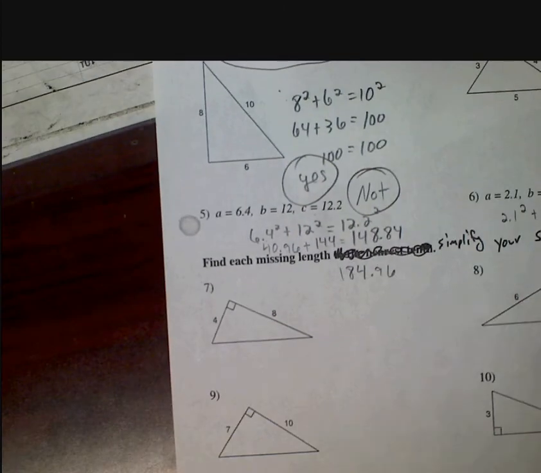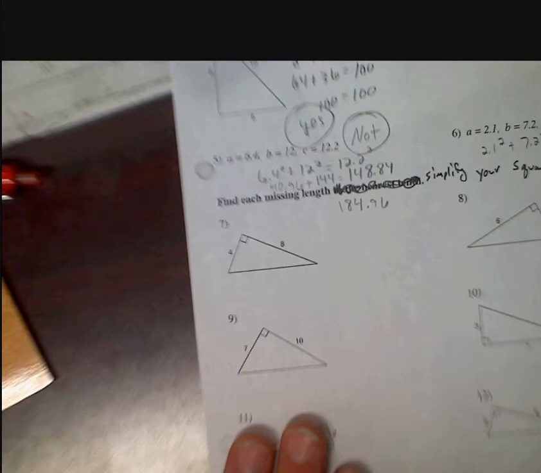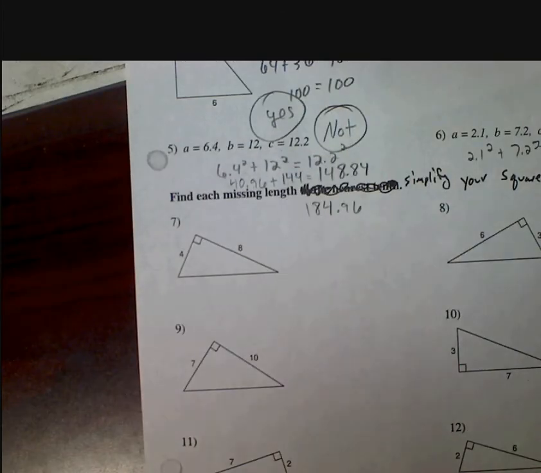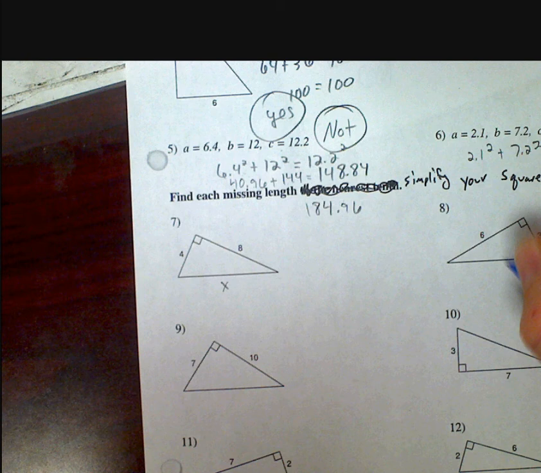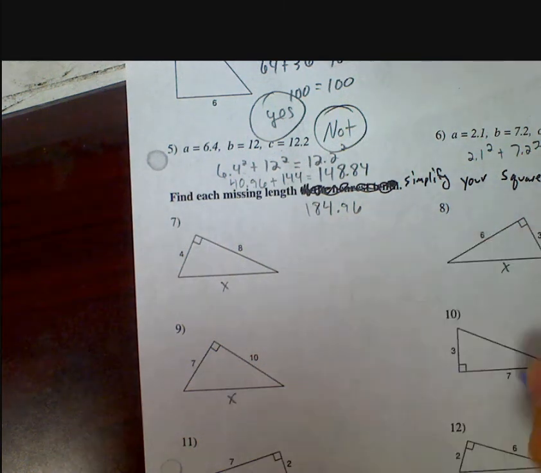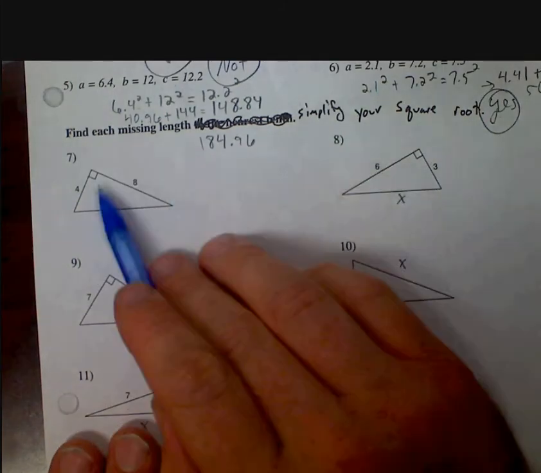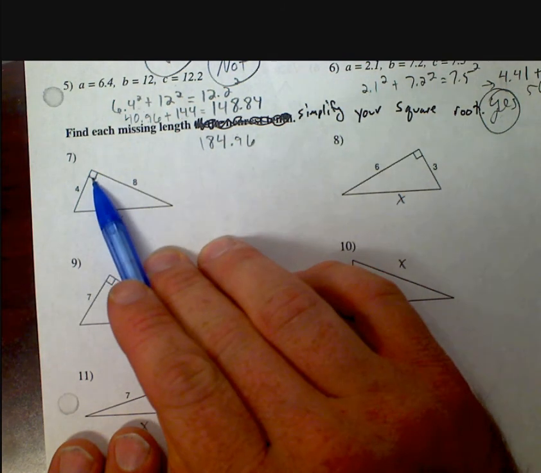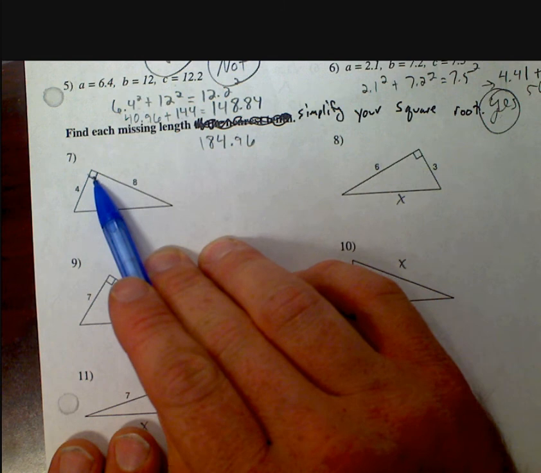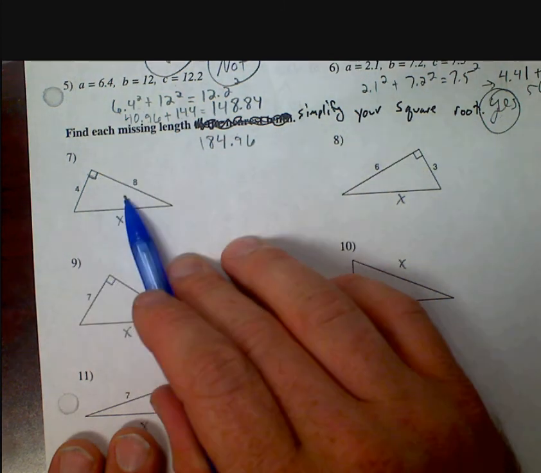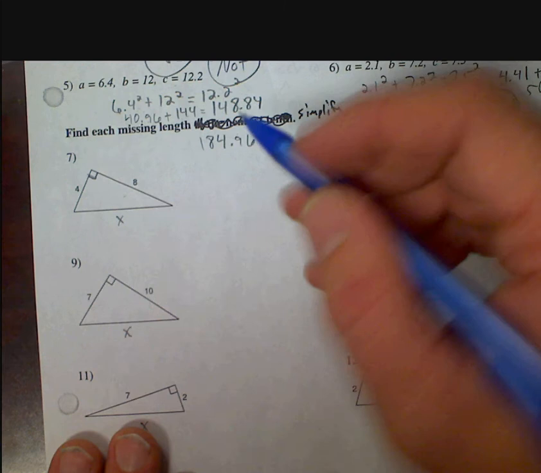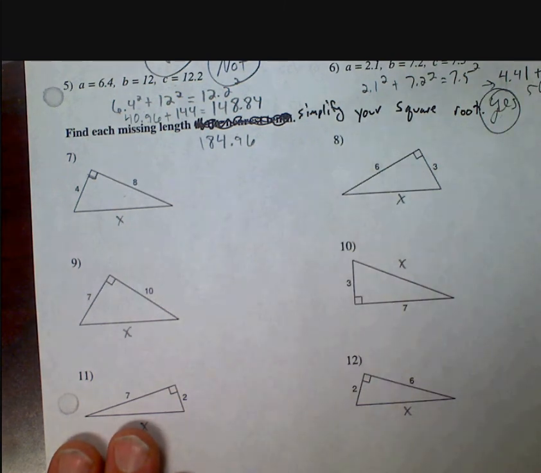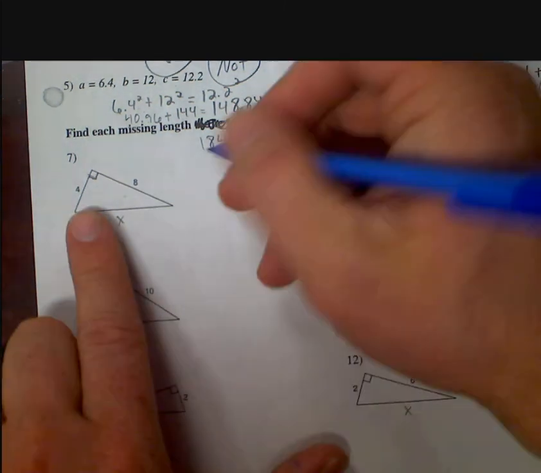On number 7, it says find each missing length. If you notice, our hypotenuse on all of these, I'm going to go ahead and put x. Our hypotenuse, the longest side, is what we're looking for. As well, I want you to understand in geometry, when you see this little box, this means a right angle. That means that this is a right triangle. So that means that we can use a squared plus b squared equals c squared. So let's go ahead and look at this.